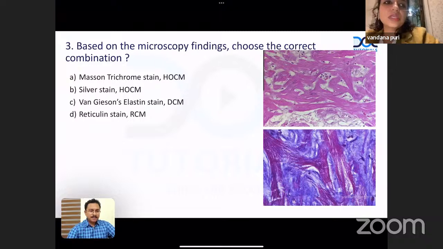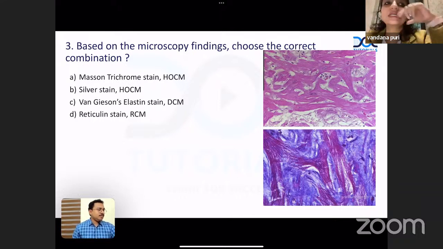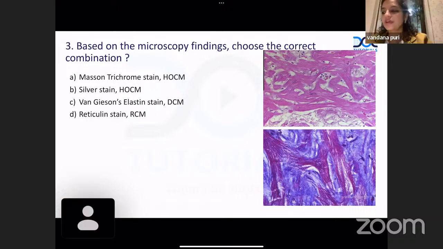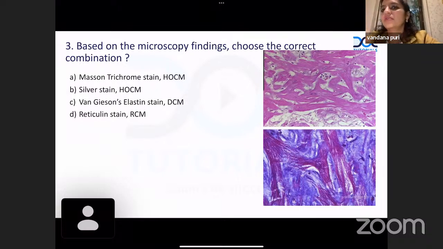So the third question here is, based on the microscopic finding, choose the correct combination. So this question, basically, I had given you to identify the simple stains which you use in heart and the blood vessels. There's a lot of confusion among the students when we talk about the stains, when we use it, what we use in heart and the blood vessel.